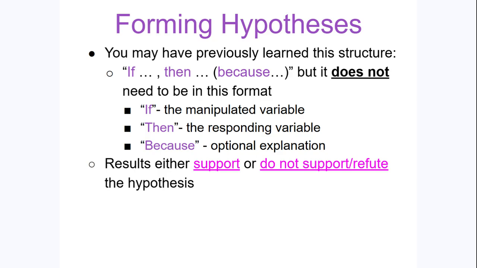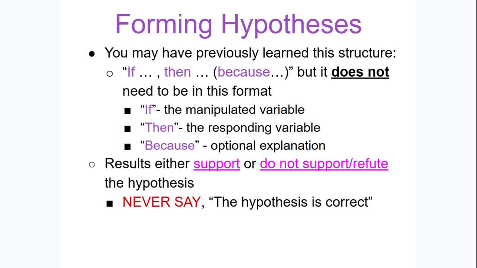Results either support or do not support, refute, the hypothesis. Never, ever say that the hypothesis is correct. That is wrong. We are testing things. We cannot say with absolute certainty that a hypothesis is correct. We can only say that our data or our results support the hypothesis.